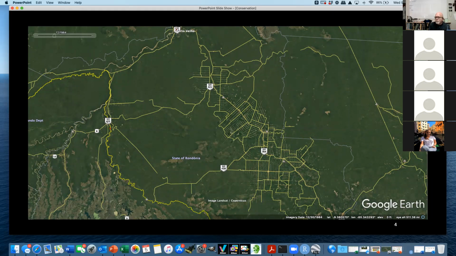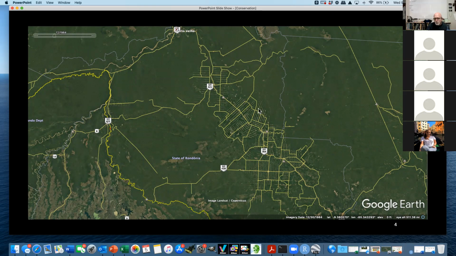So what we mean when we talk about land use, land change is this. This is an image that I copied off of Google Earth. This is in the state of Rondônia, which is in South America, in Western Brazil. And what you can see here is a road network that has been cut into the jungle in Rondônia. You can see that there are major roads that have been cut into the jungle, but then there are also secondary roads.